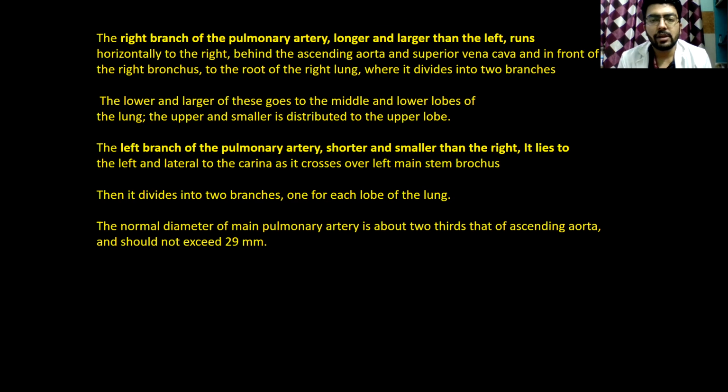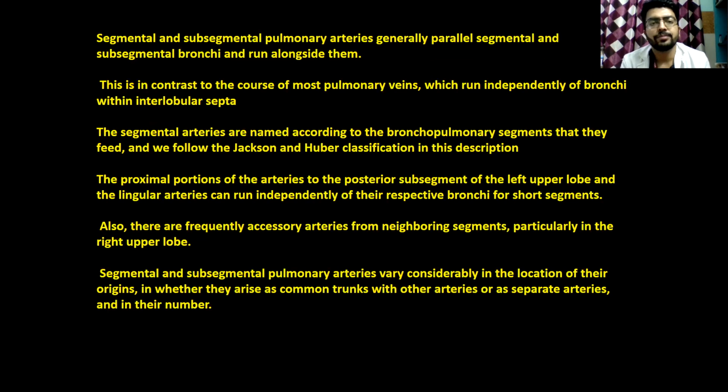The left branch of the pulmonary artery is shorter and smaller than the right. It lies to the left and lateral to the carina as it crosses over the left main stem bronchus. Then it divides into two branches, one for each lobe of the lung. The normal diameter of main pulmonary artery is about 2/3 that of ascending aorta and should not exceed 29 mm.